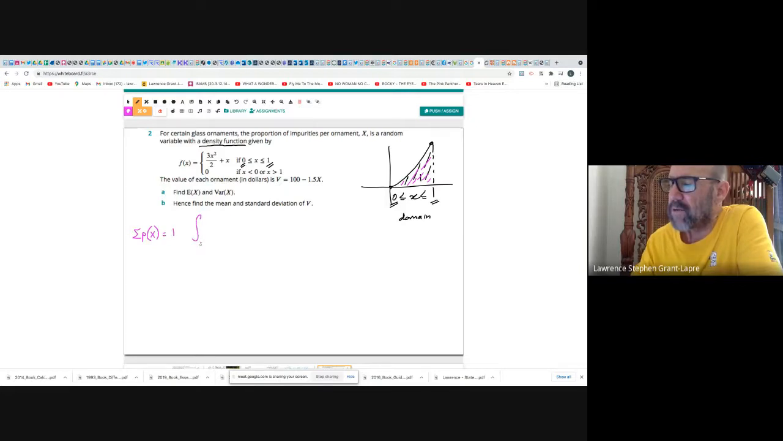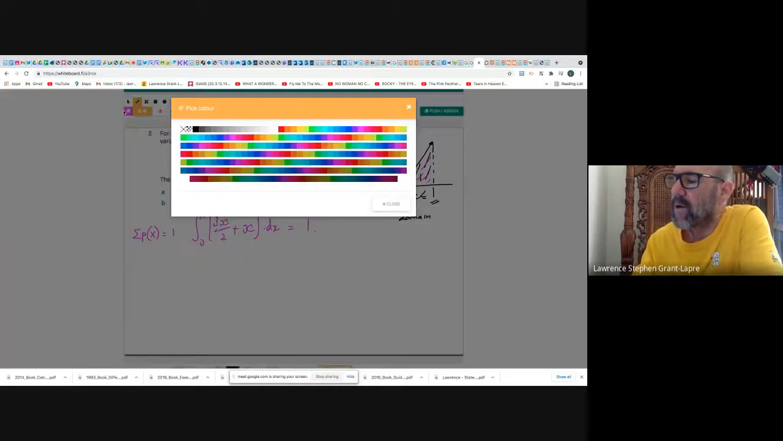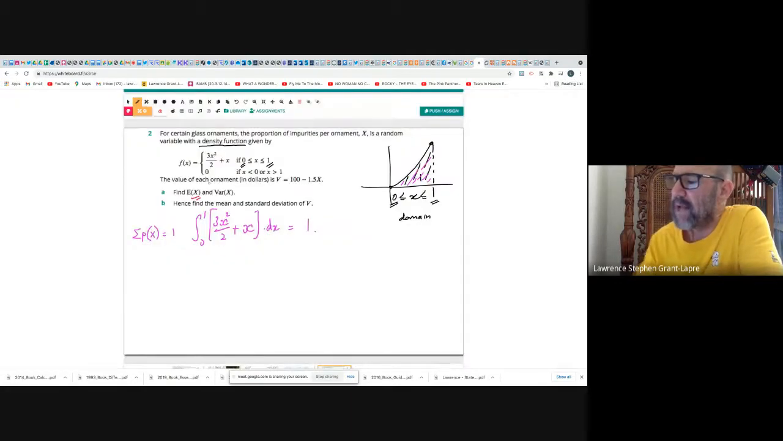That is the integral from 0 to 1 of 3x squared over 2 plus x. If we integrate that, we will get 1. That's the total probability. However, we want the expected value of x, and the expected value of x is also known as the mean. And the mean is, in our domain from 0 to 1, the integral of x times our probability density function.